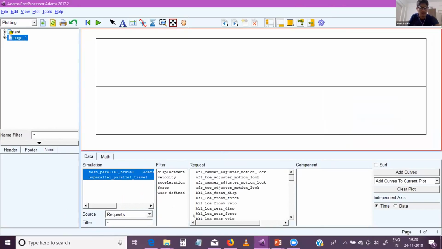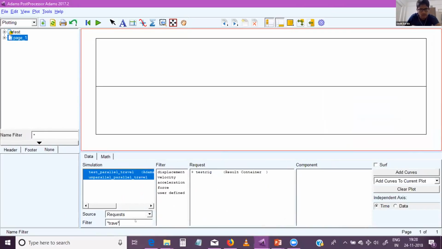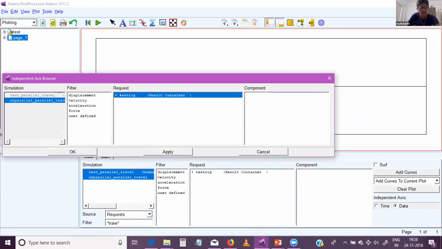I hope you guys are able to see the post processor. Surya, the post processor is visible, right? Yes, Vivek. Okay, great.